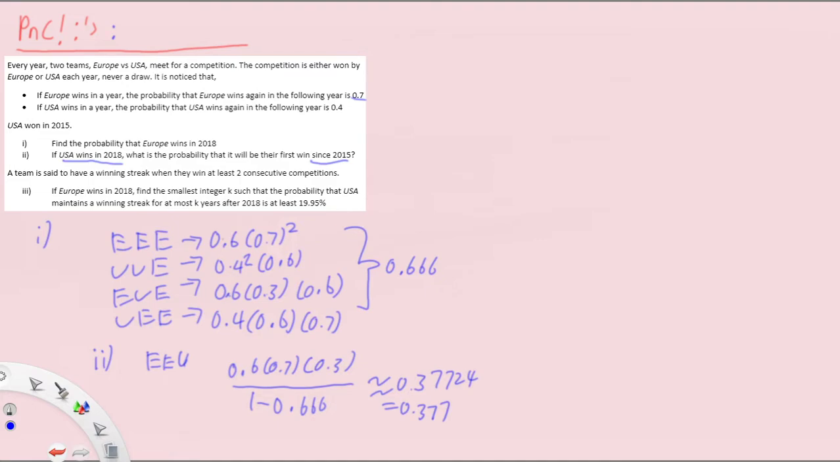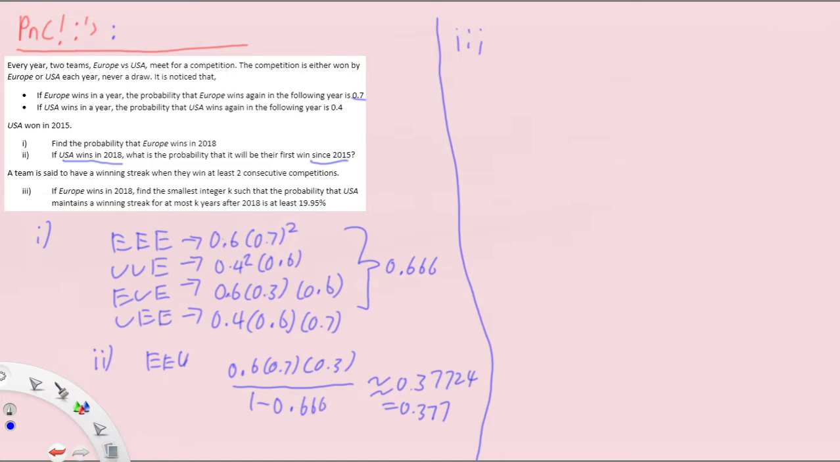Alright, so with this, we move on to part 3. Let me just draw a very crooked line down here. A team is said to have a winning streak when they win at least 2 consecutive competitions, so we're ignoring the fact that they can have a 1-year winning streak. So there's no such thing.